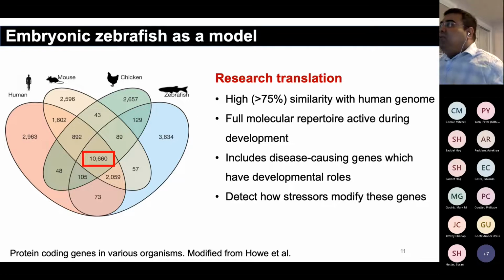And what's important to know is that particularly in this embryonic zebrafish model, during the process of development, the full molecular repertoire is active. And this includes many of the disease-causing genes, which also have important roles in development. And therefore, by exposing chemicals to these early life stages, we can not only study the impacts on development, but also we are able to predict disease potential later in life and study how these stressors modify these genes.